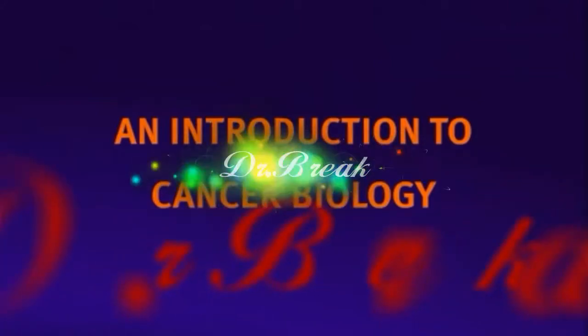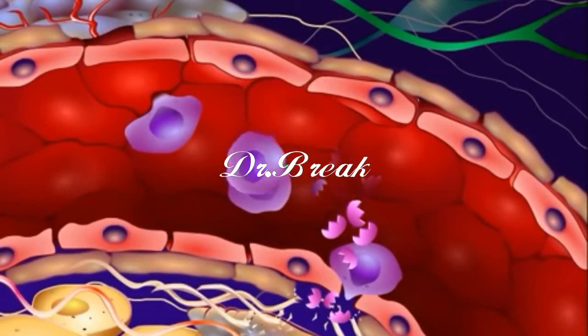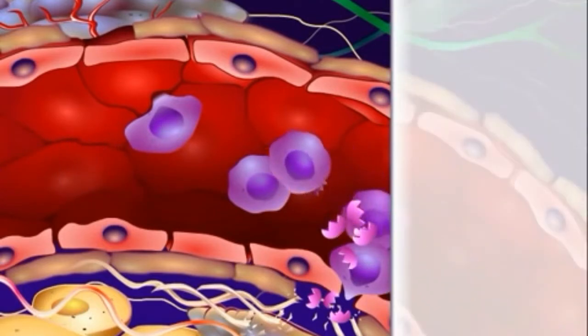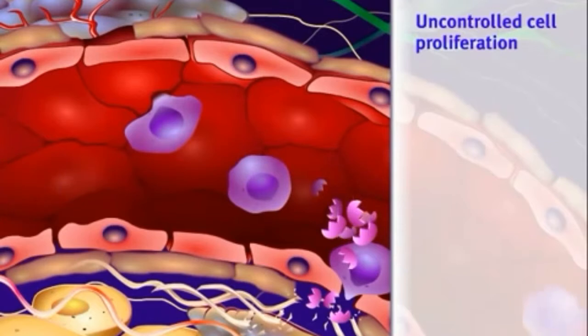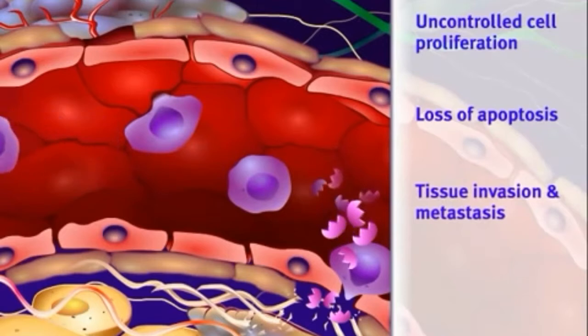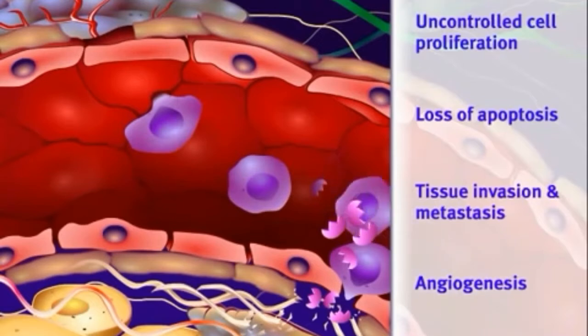Cancer biology. In this presentation, we will discuss selected characteristics common to many cancers. Abnormal signal transduction resulting in uncontrolled cell proliferation. Loss of apoptosis or programmed cell death. Tissue invasion and metastasis, permitting spread of the cancer. And angiogenesis, leading to enhanced blood supply of tumors.